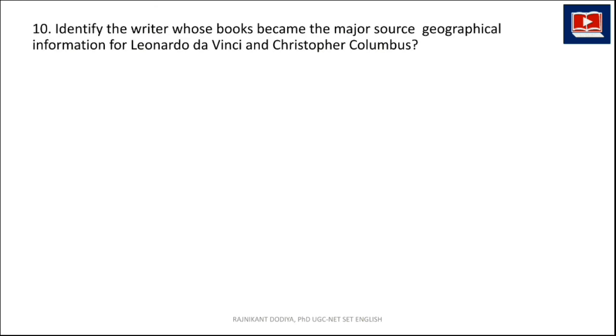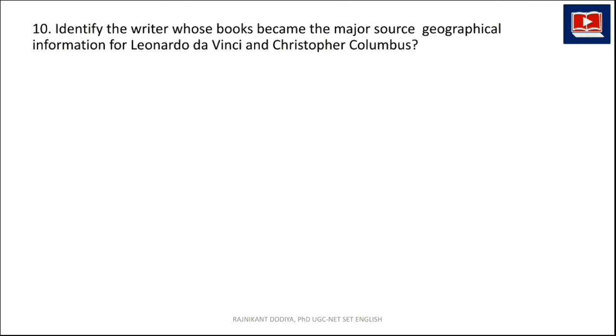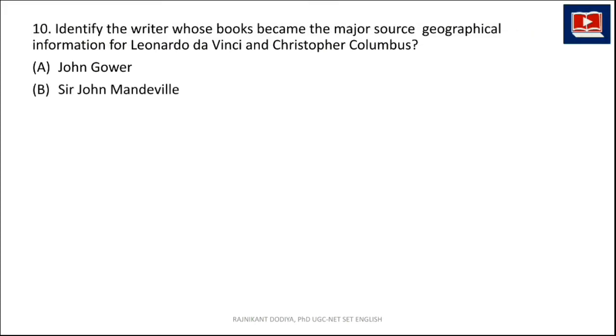Then the next and the last question of this video is, identify the writer whose books became the major source of geographical information for Leonardo da Vinci and Christopher Columbus. So here two names are mentioned, Leonardo da Vinci and Christopher Columbus, who took inspiration from one book by one writer. So we have to identify that particular writer and also the book. We have four different options: John Gower, then B, Sir John Mandeville, then Walter Map, then Matthew Paris. So which can be the right answer?